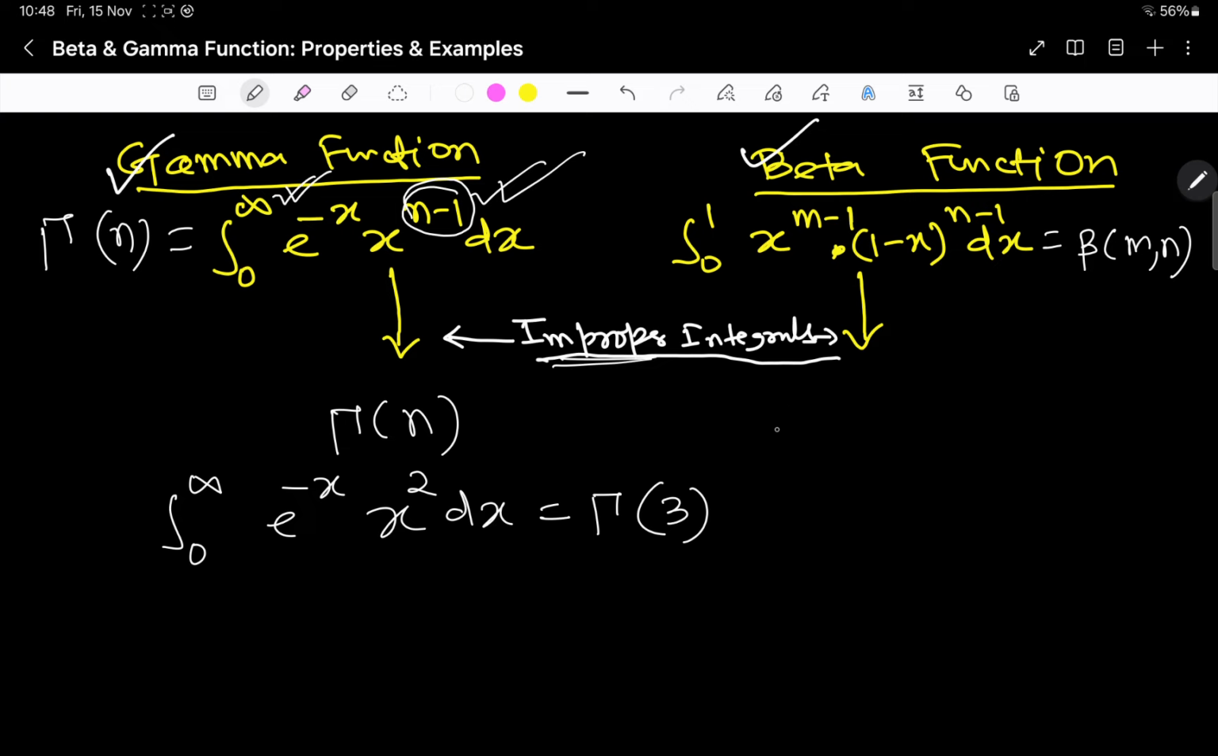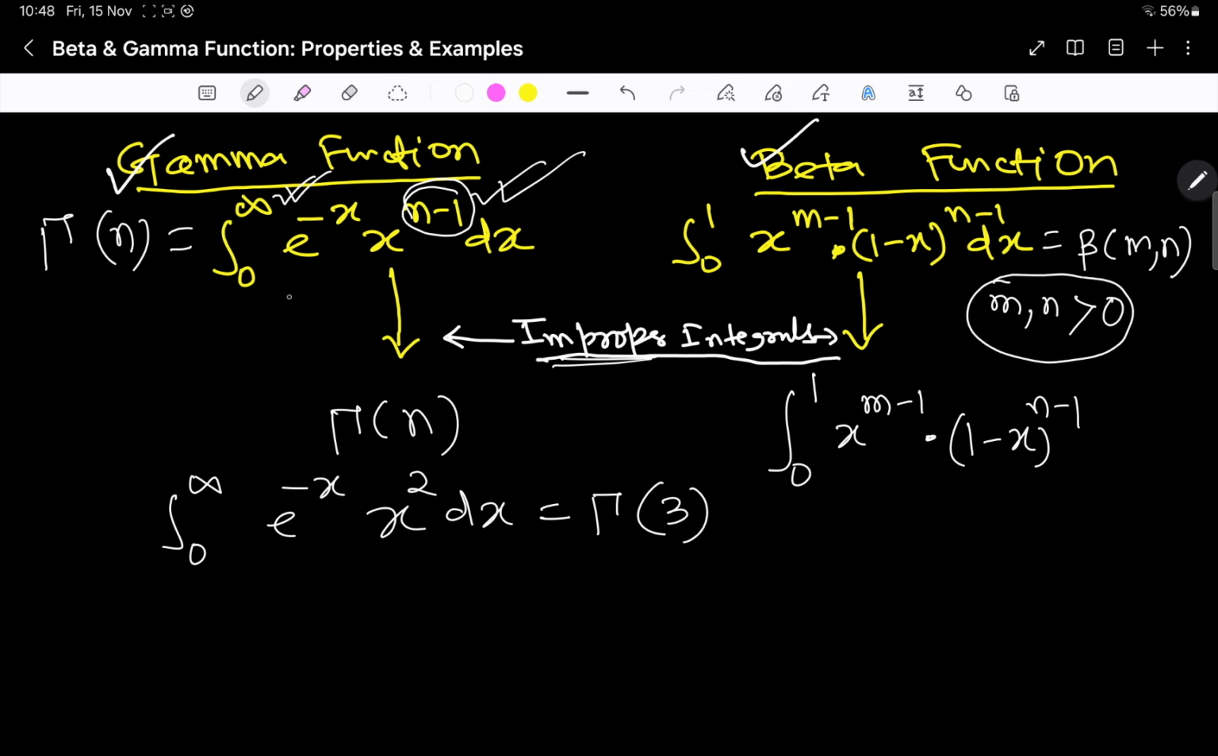Similarly, if I ask you the integral from 0 to 1 of x to the power m minus 1 into 1 minus x to the power n minus 1, here m and n are positive, and only then can the convergence of this integral be established. And here also this integral will converge when n is greater than 0. We will discuss when n is greater than 0 this integral converges. The behavior of the first integral depends upon n, and here the behavior of the integral depends upon m and n.